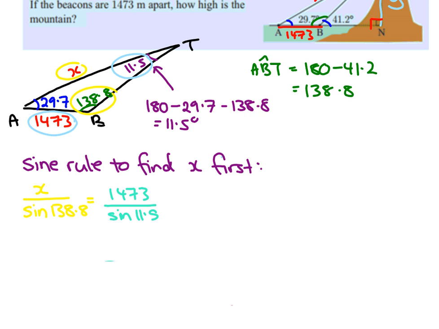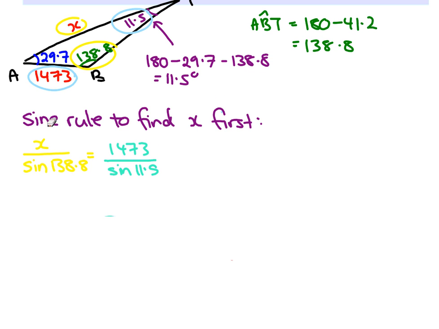Now you're going to rearrange it. All you need to do to get X by itself is multiply both sides by sine 138. So X equals 143 sine 138. This is a nice way to write it. If you wrote sine 138, 143, it's a bit confusing because it looks like you're multiplying 138 by 143. Because we did 143 times sine 138, that's going to give you your X.